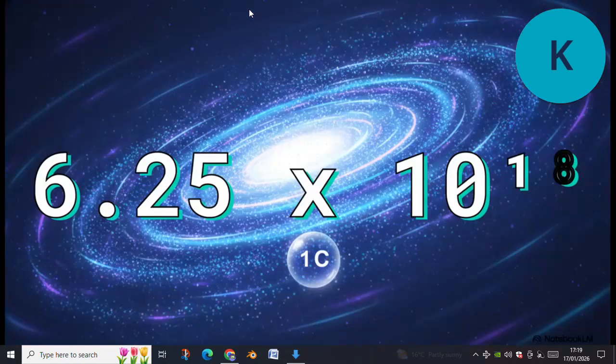So, 1 coulomb, what does that even mean? It's the total charge of about 6.25 quintillion electrons. That's a 6 followed by 18 zeros. I mean, that number is just mind-bogglingly huge. It really tells you just how tiny and numerous these particles are. When we talk about electricity, we're talking about wrangling these massive, massive armies of electrons.